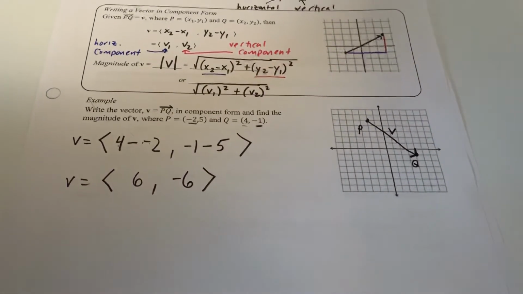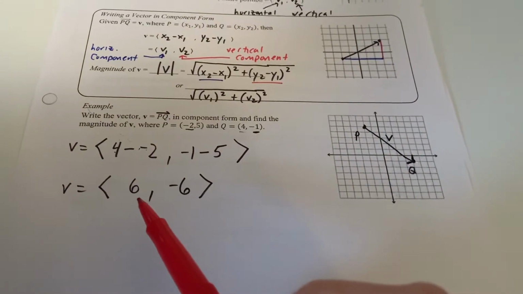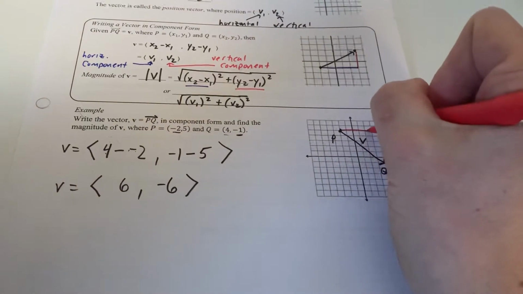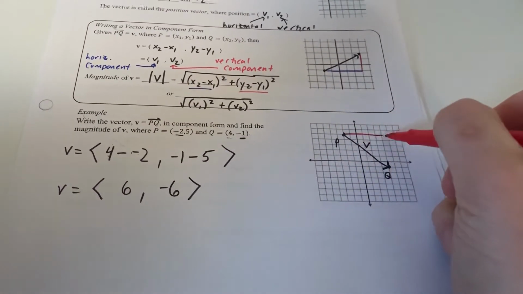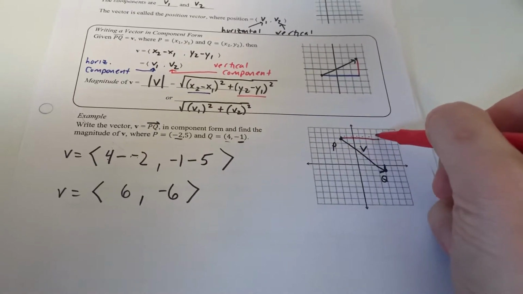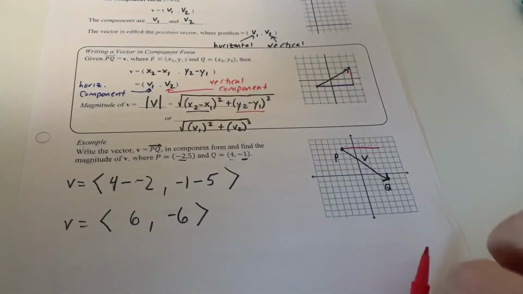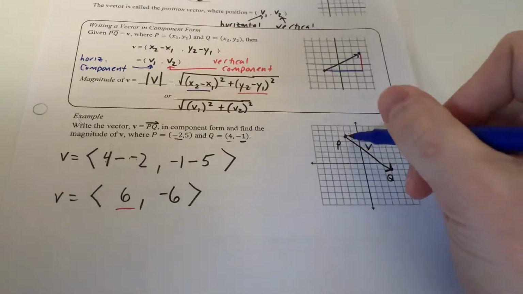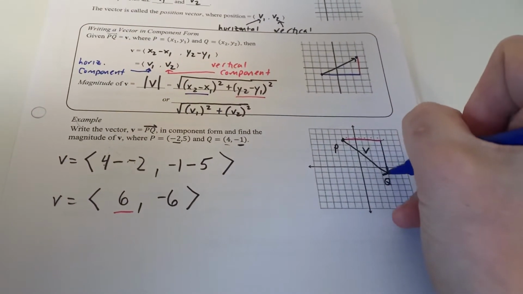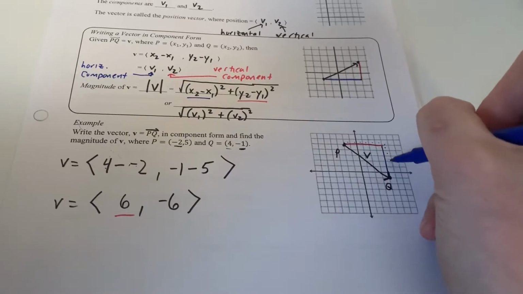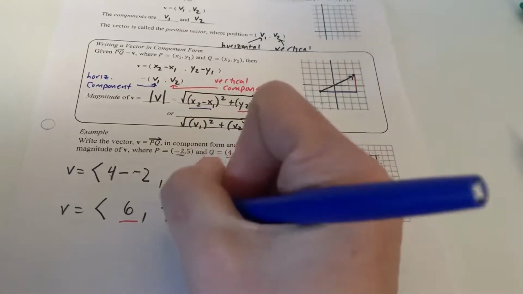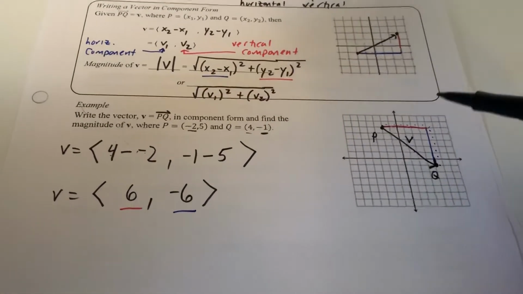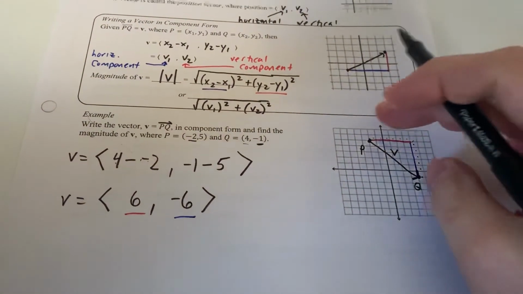And I could check these on the graph, and we can actually find these on the graph if we wanted. Let's see how far horizontally we travel from P to Q. That's going to be in this direction here. We went to the right, 1, 2, 3, 4, 5, 6. Okay, so that checks out. And then let's see how far we travel vertically from P to Q. So I would go in this distance down 1, 2, 3, 4, 5, 6. -6.